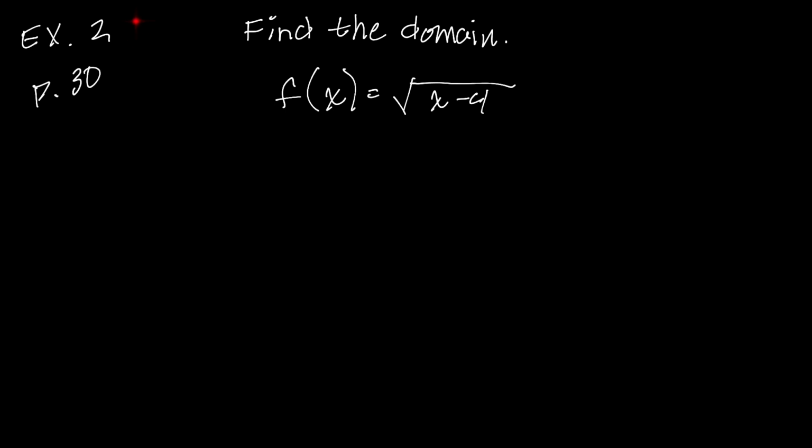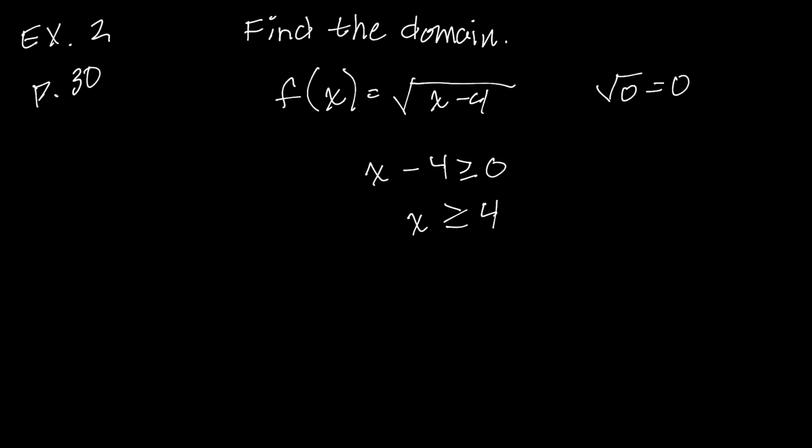All right, so example 2, page 30. I wrote the page number down. It just says find the domain, and it gives this function. We looked at something like this yesterday, from 1.2. It was a square root, and all we need to remember is I cannot take the square root of a negative number. So that means that x minus 4 has to be greater than or equal to 0, because it could be 0, since the square root of 0 is just 0, but it can't be negative. It can't be less than 0.